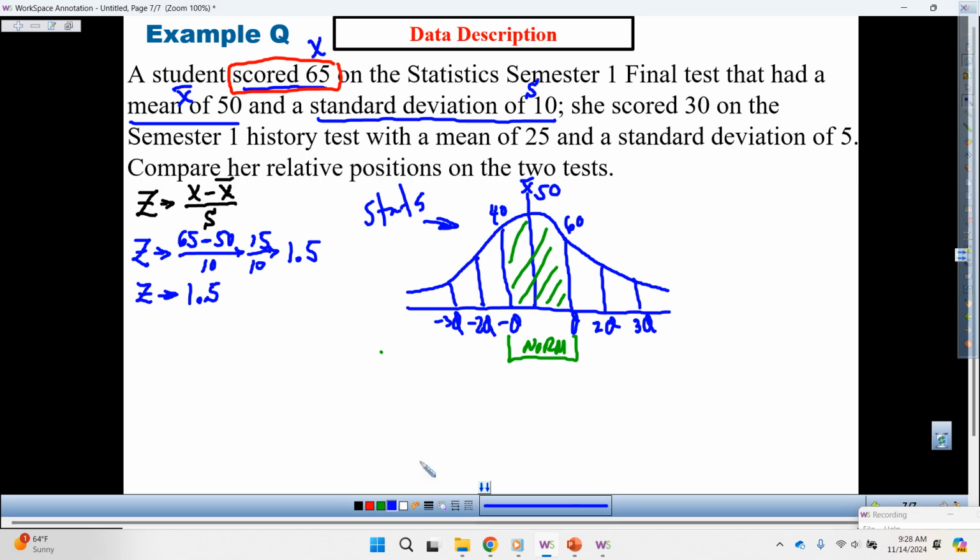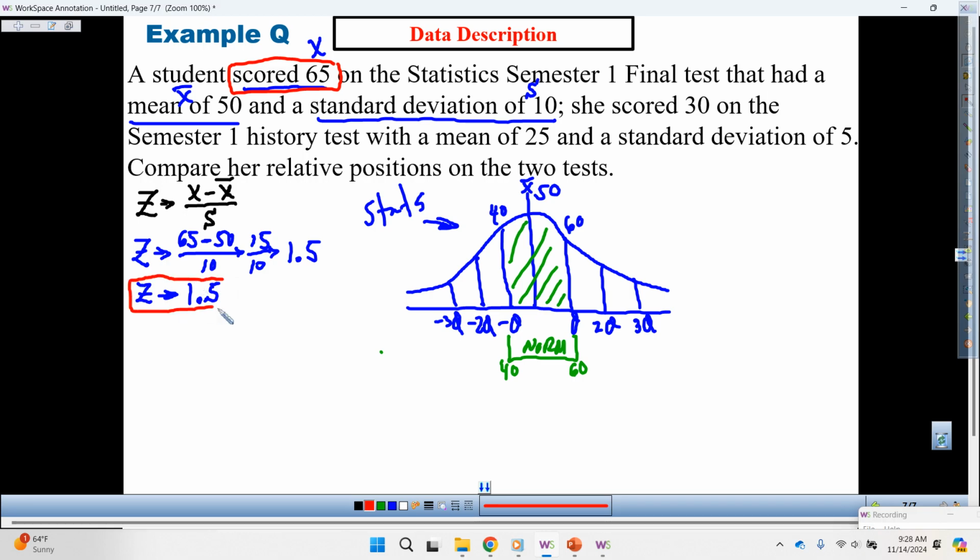So my norm is from where to what? From 40 all the way to 60. Okay. So it looks like this person scored a 65, which is above the norm, yes? But how much? Here it goes. This is where this comes into play.